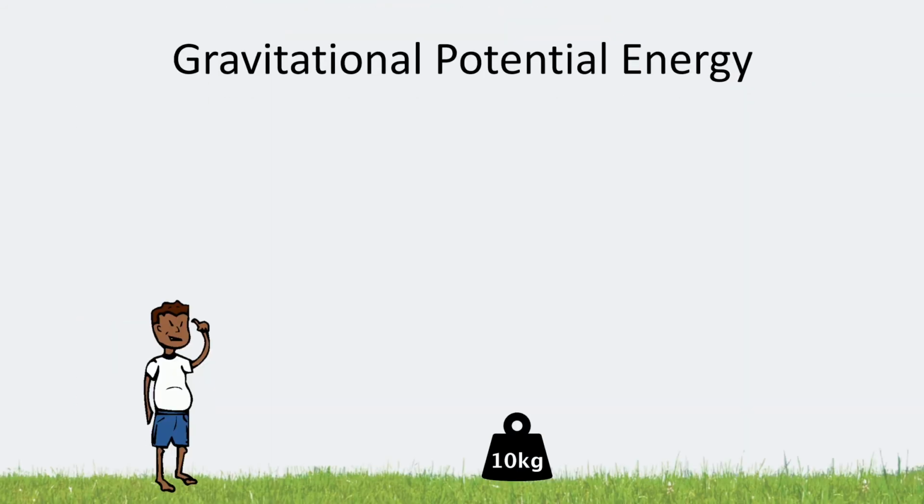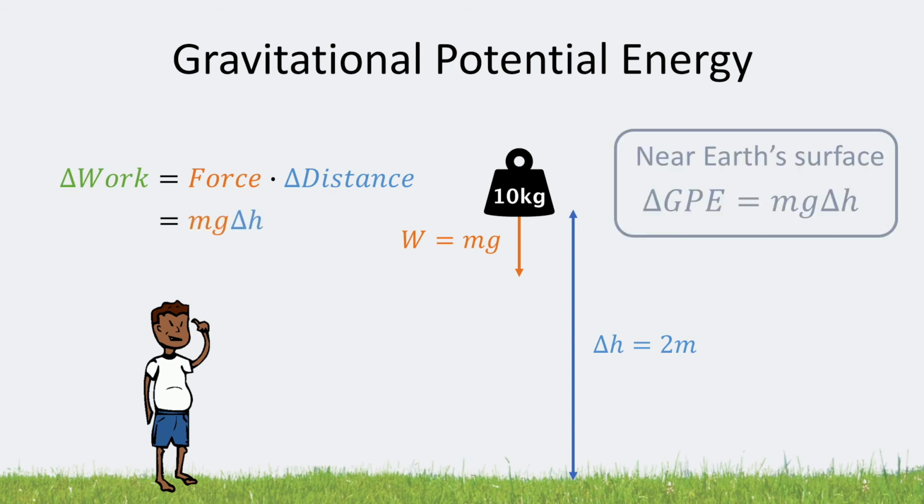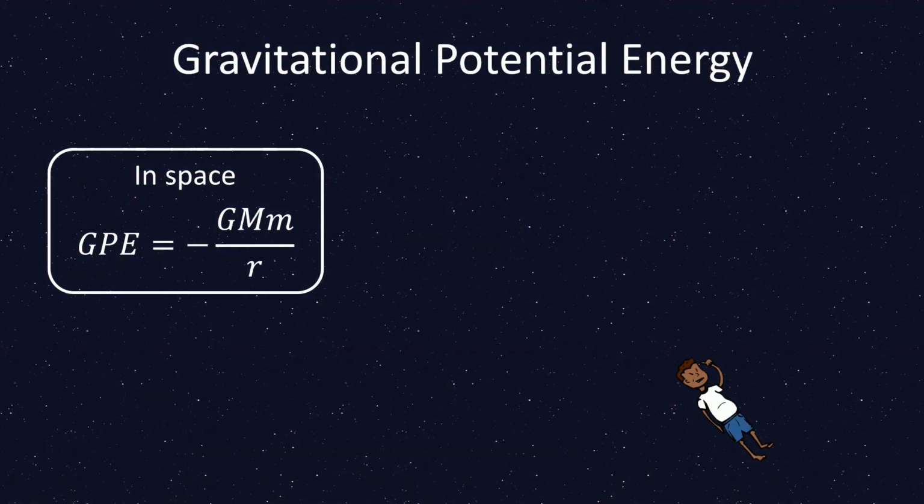We then explained gravitational potential energy near Earth's surface by considering the work done on lifting an object. So if we lift this weight 2 meters up in the air, we can consider the work done on it, which is the force times the distance. So the distance in this case is 2 meters, the force is mg. So we end up with mg delta h. So near Earth's surface, the change in gravitational potential energy is equal to mg delta h.